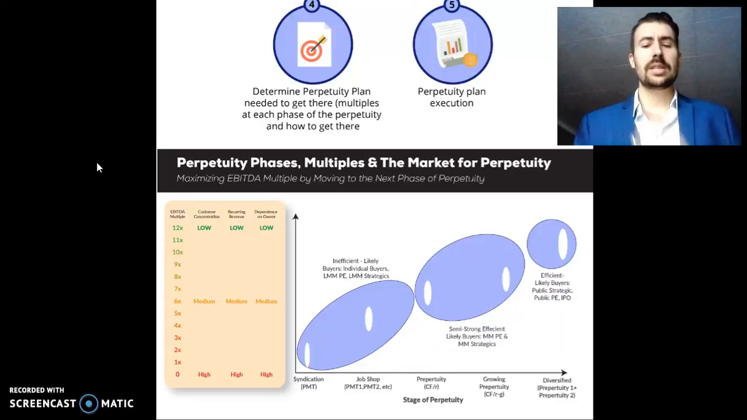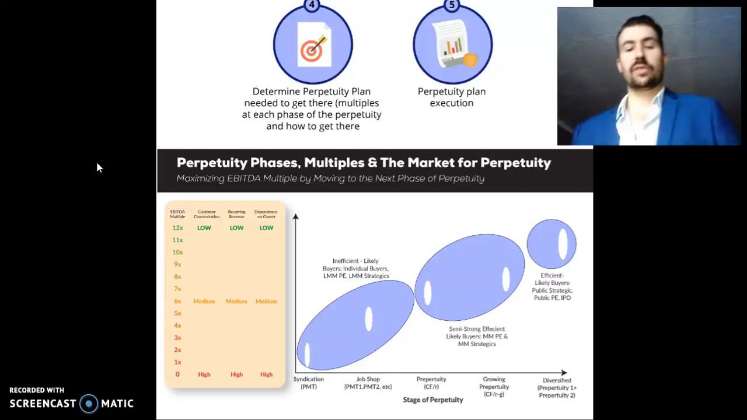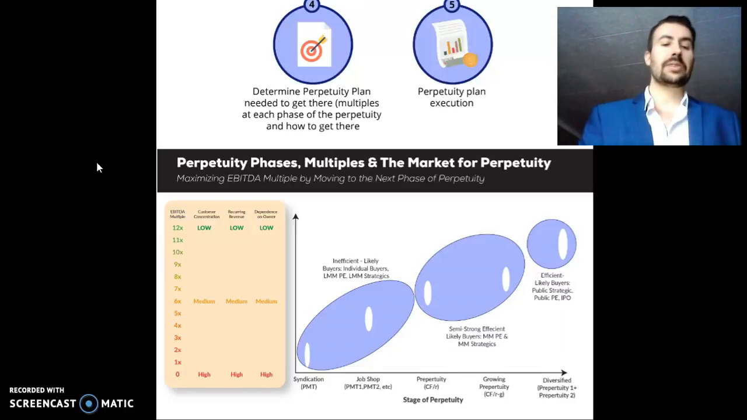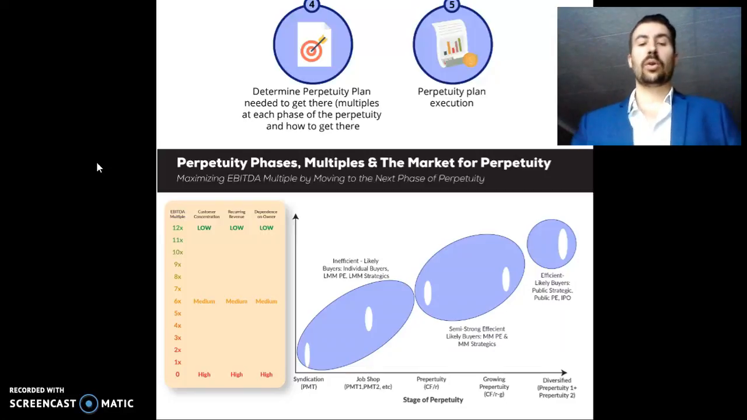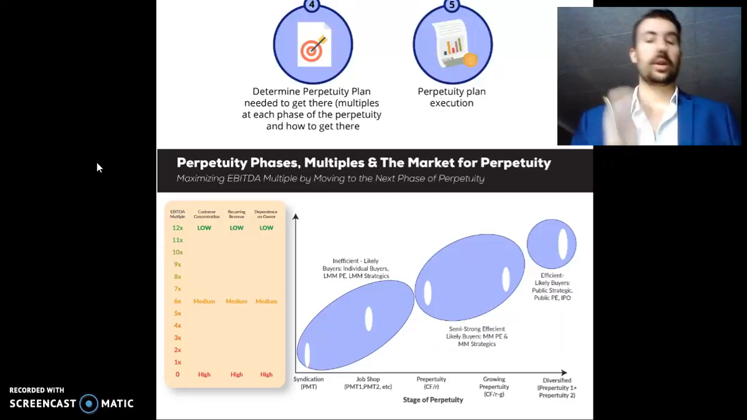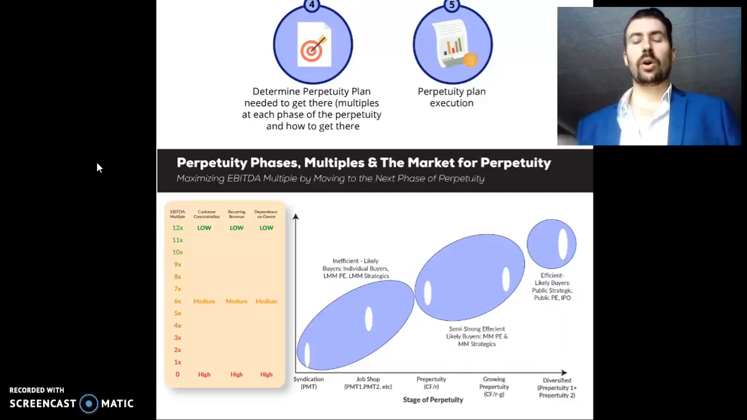As we see the stage of the perpetuity going from 1 to 5, from syndication to diversified, we ultimately see a movement in the EBITDA multiple going from very low to very high. And so this is very important for analyzing, number one, where we are now. So are we at a job shop? Are we at a perpetuity stage? Are we at syndication stage? And where do we ultimately want to be? And how do we get there?